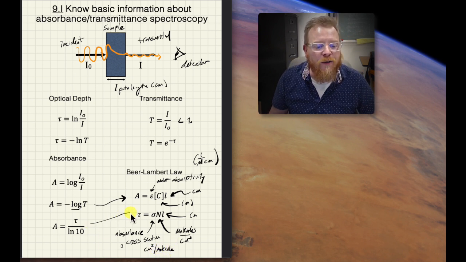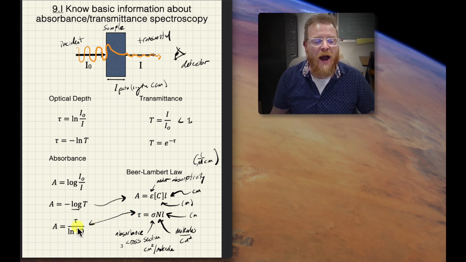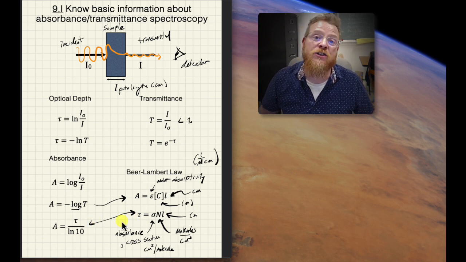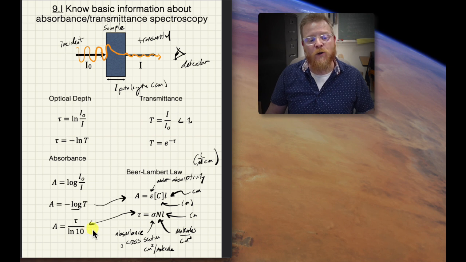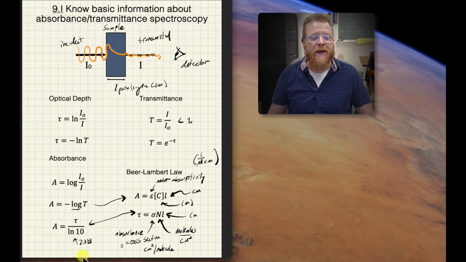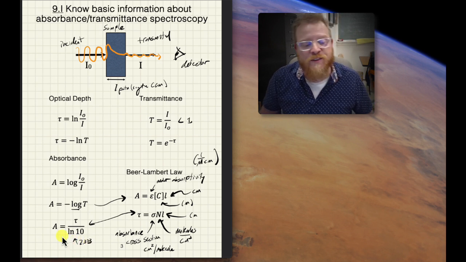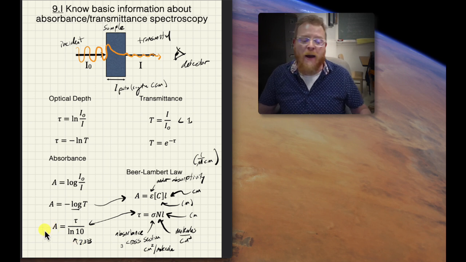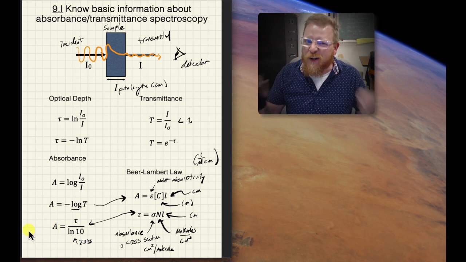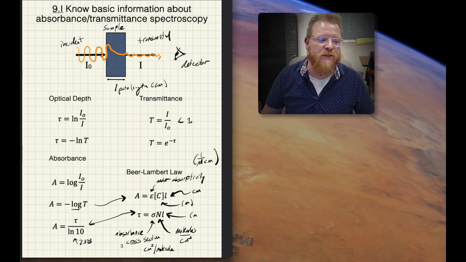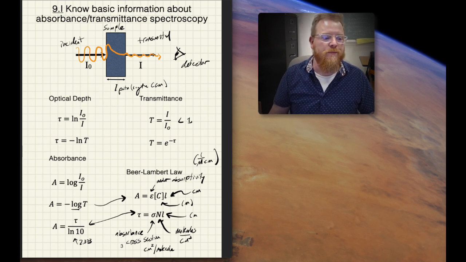And if we want to interconvert between these two ideas, we have to change the base of our log. So in other words, I need to divide the optical depth by natural log of 10, which is 2.303. And when I do that, or similarly, I could multiply my absorbance by 2.303, I can interconvert between my base 10 absorbance or base e absorbance.